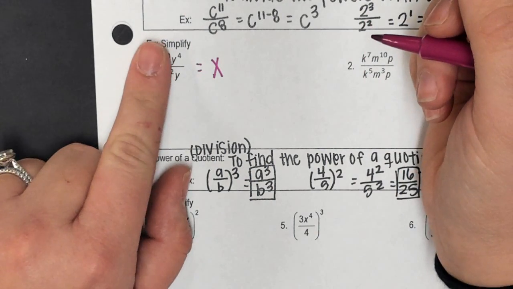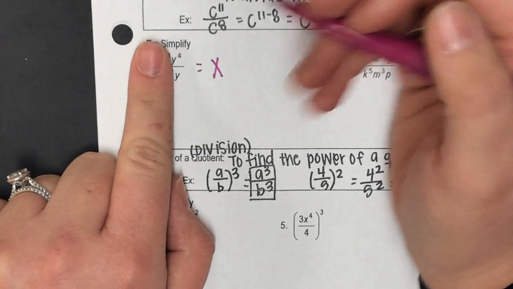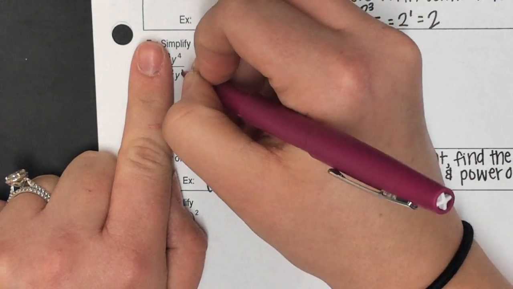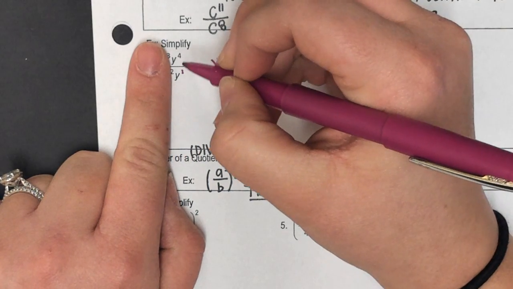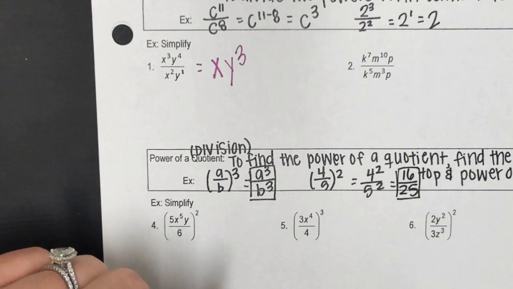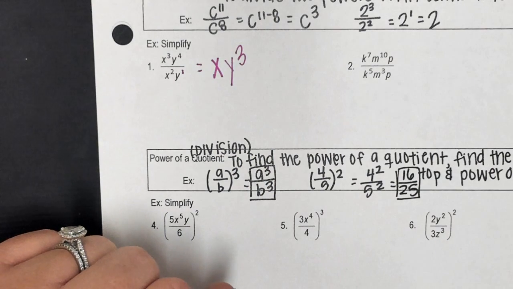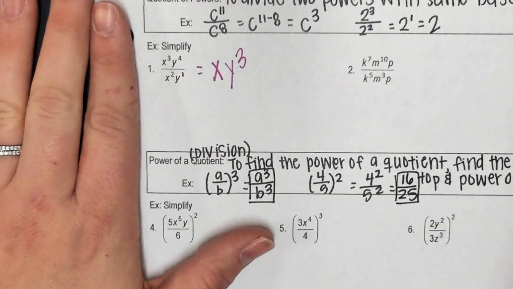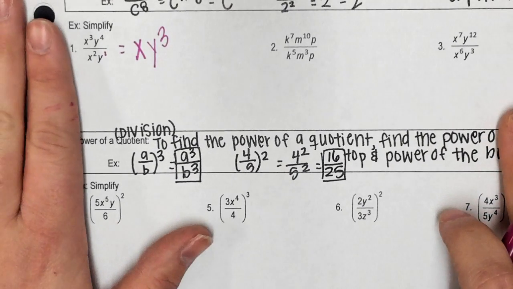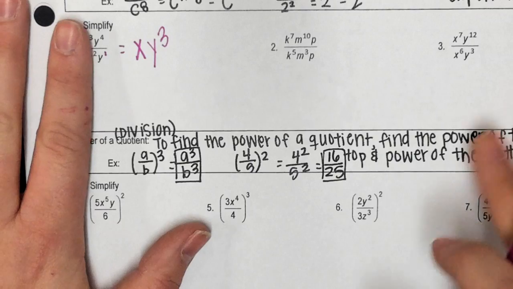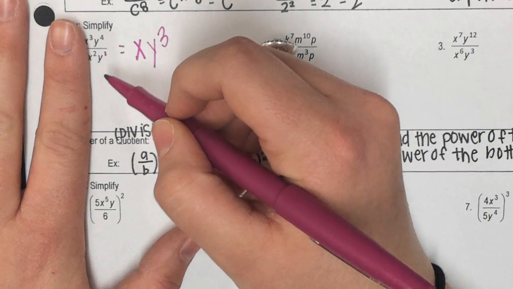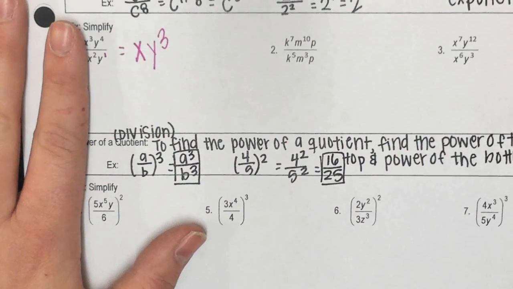Okay, what's my next base? Y. I have y to the 4th over y to the 1st, because there's nothing there. So 4 minus 1 is y to the 3rd. Good job, guys. Don't get too excited yet. How'd you get 3? 4 minus 1. Because y, it's to the nothing, it's just y. Whenever it's just y, it's to the 1st power.